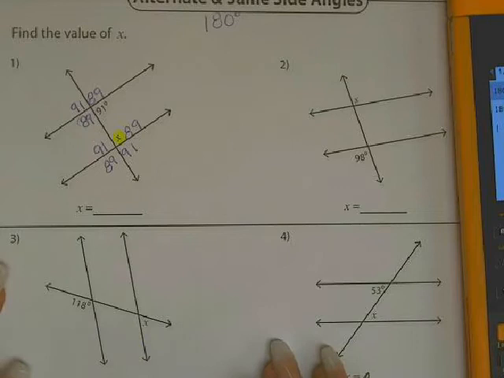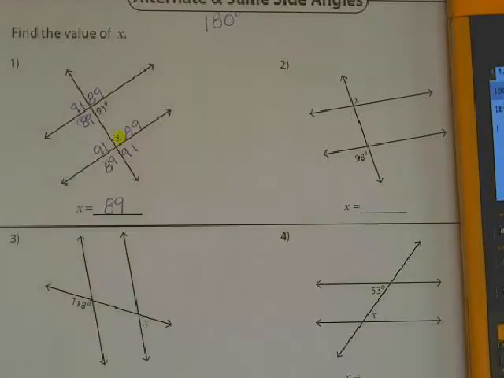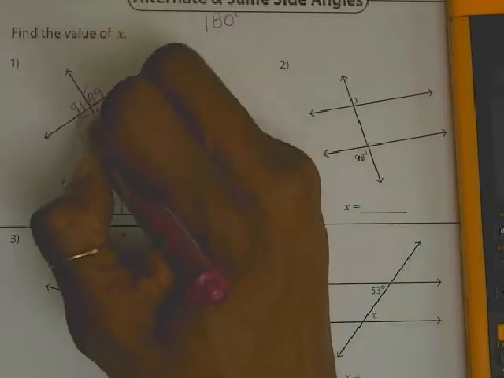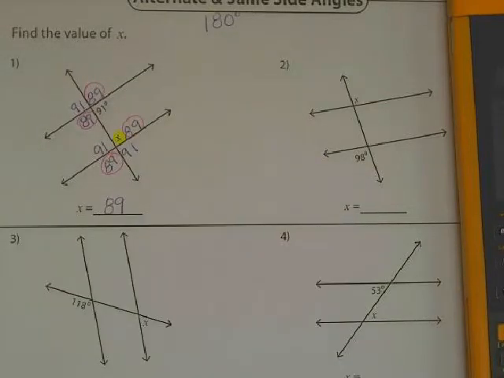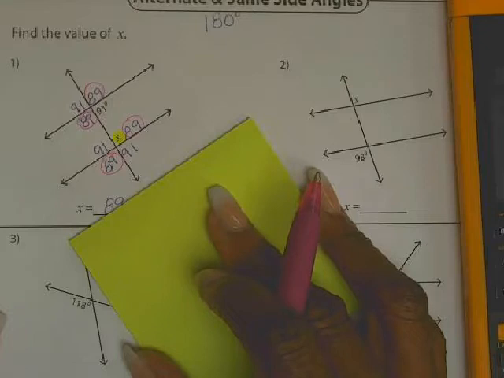So in this case, my x is 89. It seems like a lot of labeling, but I would rather you label and be careful than be wrong. But you can see the pattern for what you're doing. So we're going to talk about interior angles, exterior angles, alternating angles. But if you look, I have my 89 here, 89 there, 89 here, 89 there. You can see a pattern to it. If you're looking, this and this are the exact same thing.